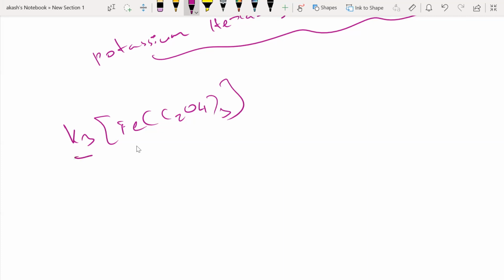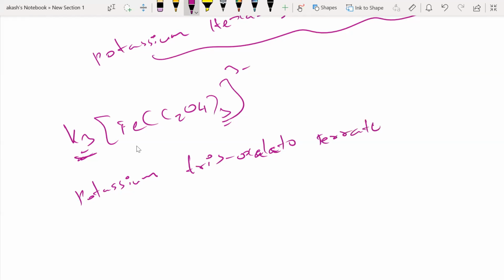So again, starting with the cation, potassium. Now this will have obviously 3 minus if I remove this. That is easily understood. Now we have 3 oxalates. How do we write this? We should write tris oxalato, tris oxalato ferrate.